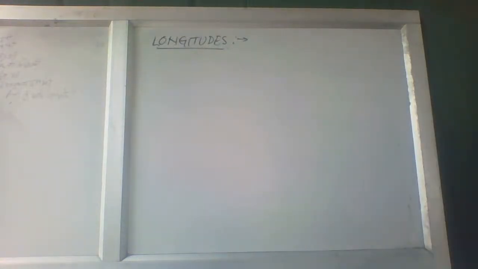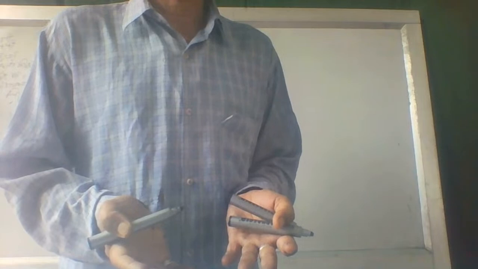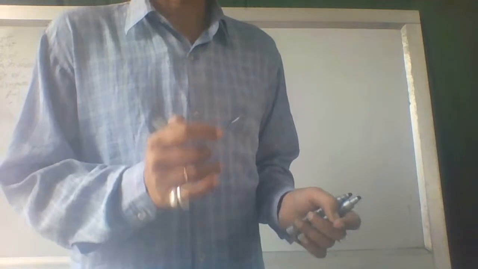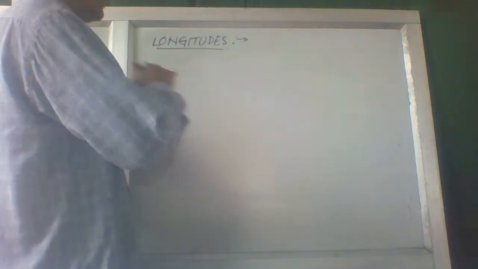Now, what we have seen, the longitude of a place, as this is the longitude. Now, the longitude has places of different types. The longitude of a place is the angular distance of that place, east or west, of the prime meridian. Now, about the longitude you have come to know.